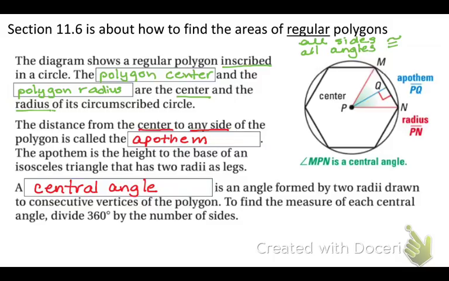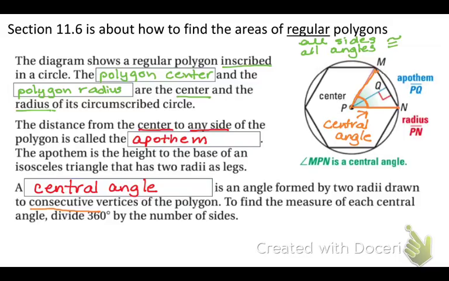Let's do orange. So the central angle is an angle formed by two radii. So here are two radii, and they're drawn to consecutive vertices, one right after the other, no vertices in between, and this angle right here is called the central angle.